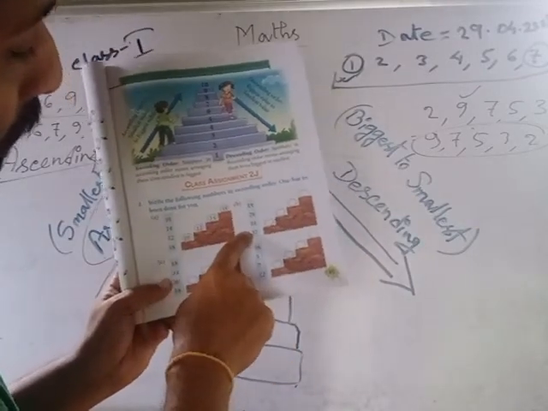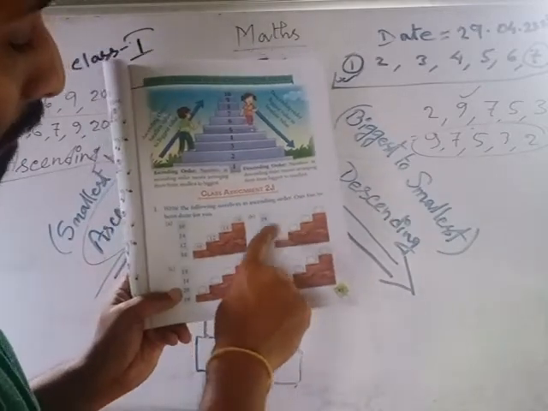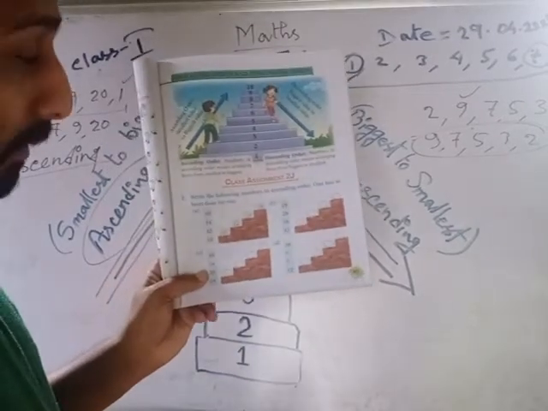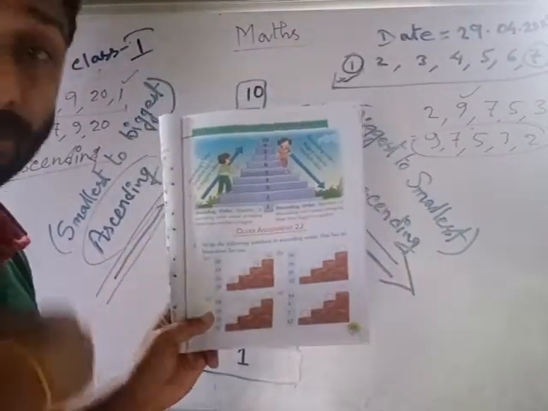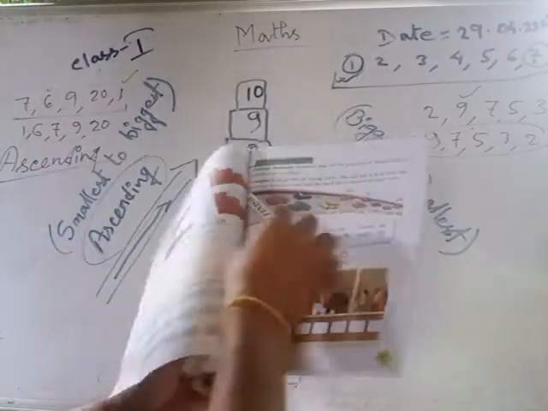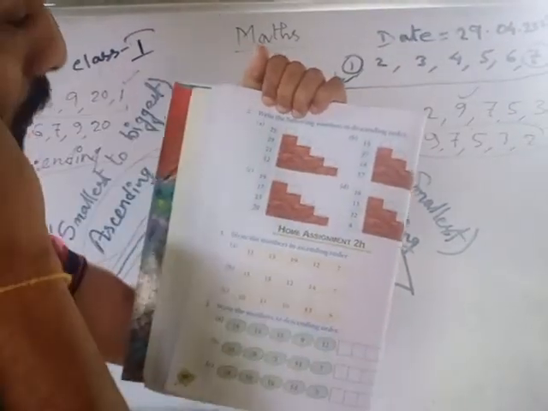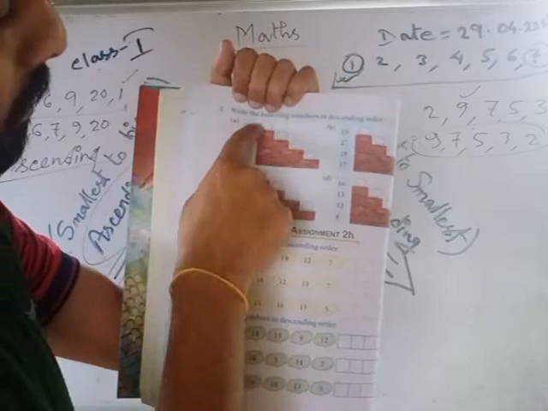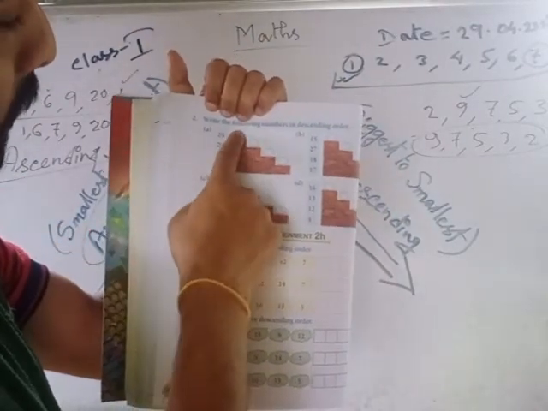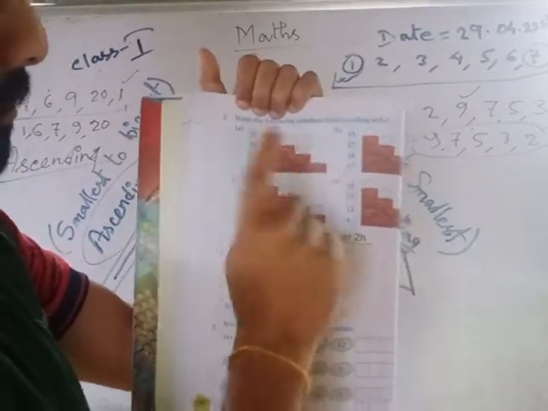At first you should find out the smallest number from these 4 numbers. 18 is the smallest. After that 19. After that 28. After that 32. That means at first you should know which is the after number and which is the before number. After that you should go to the descending order. Descending order means biggest to smallest. You should write here the biggest number first. Which one is the biggest? 29 you should write here. After that 25, 21, last 12.